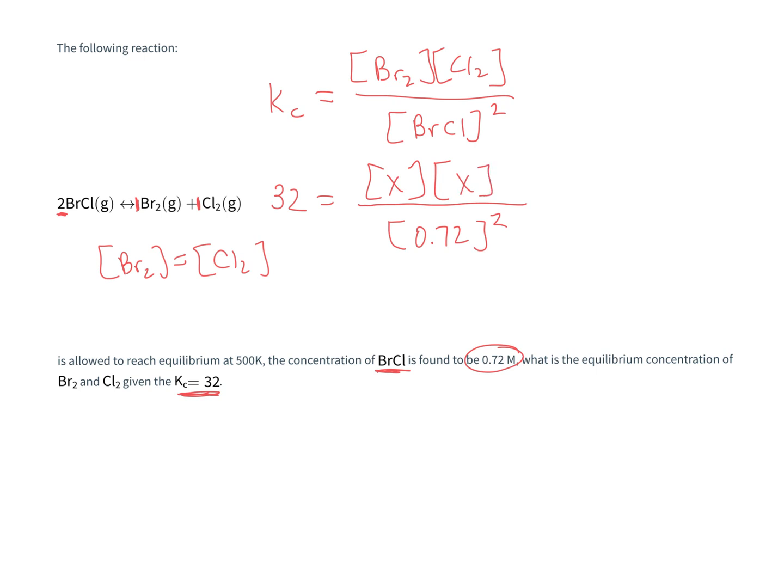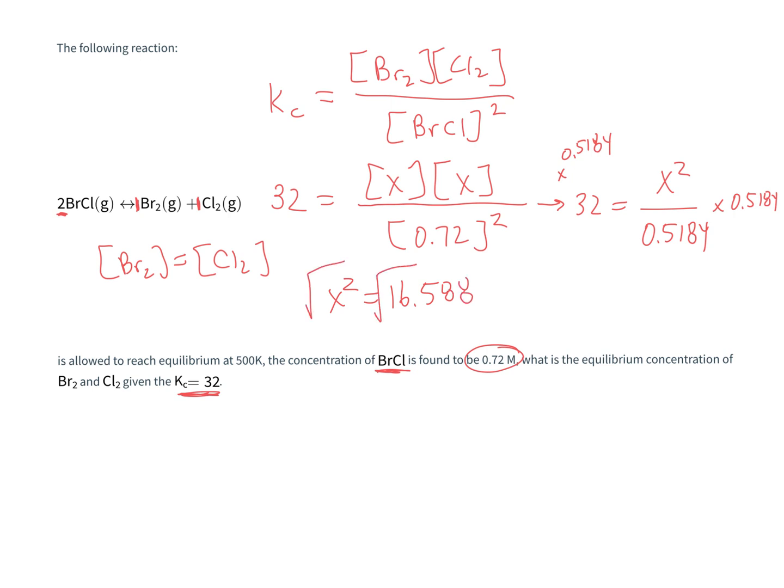And so now I get 32 equals X squared over 0.72 squared, which is 0.5184. I'm going to multiply that by both sides, right? I'm going to multiply this over here by 0.5184, and I get X squared equals 16.588. Right, we're trying to solve for X, right? Don't lose track of what X is.